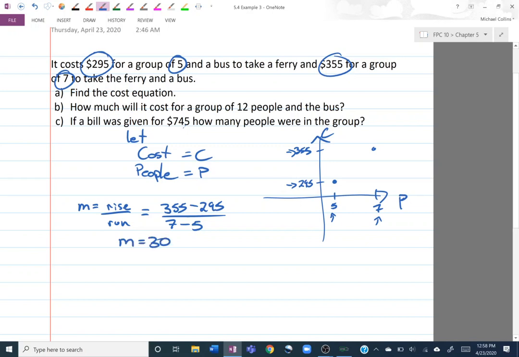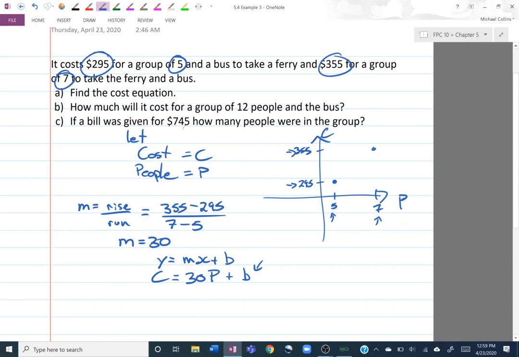So now I'm in this scenario again where I have part of a linear equation. C is equal to slope. And maybe I'll write it out properly first. y is equal to mx plus b. And in my particular case, y is actually C, m is actually 30, x is actually P. And I don't know what this pesky b is again.